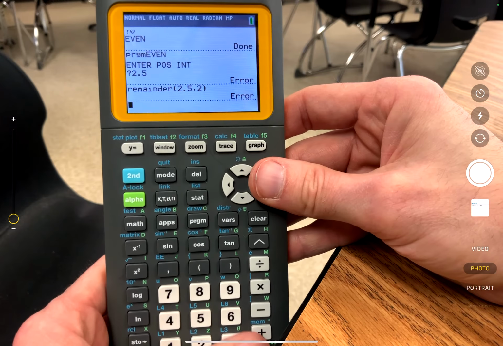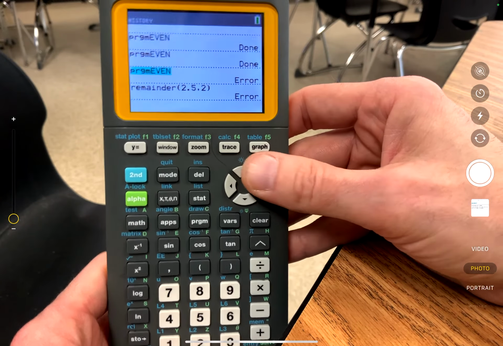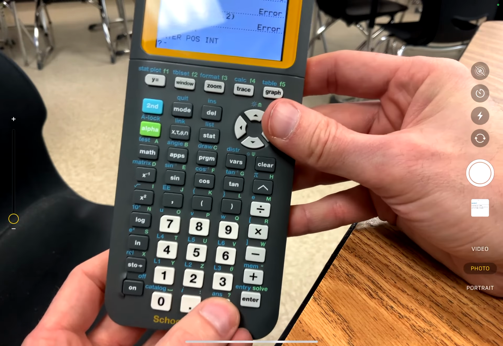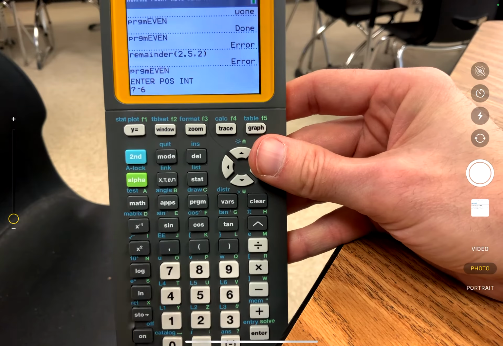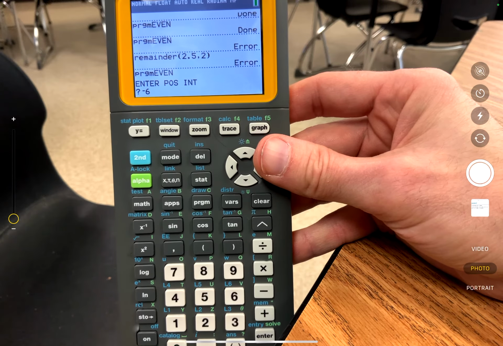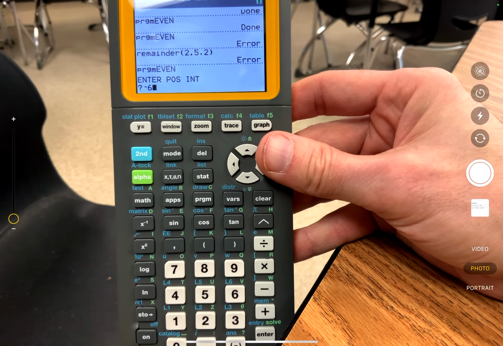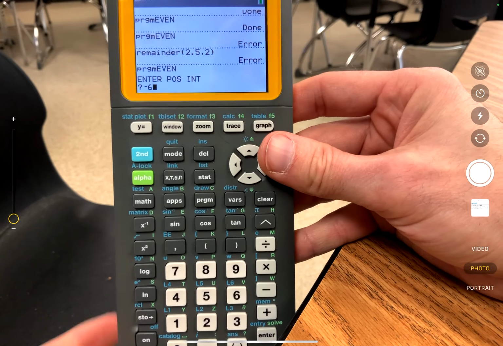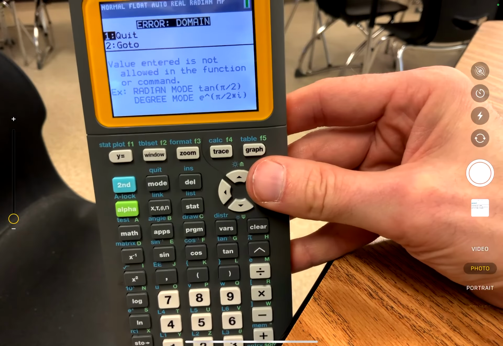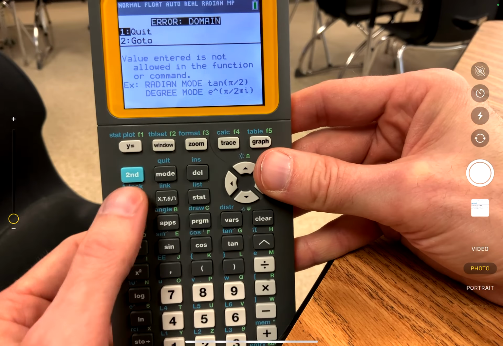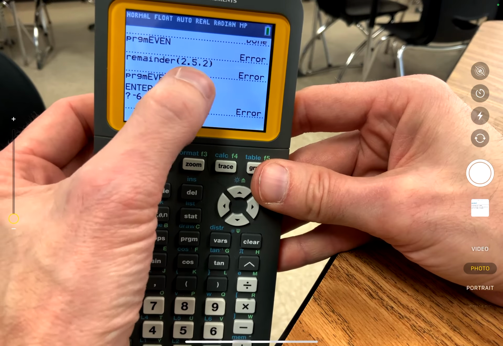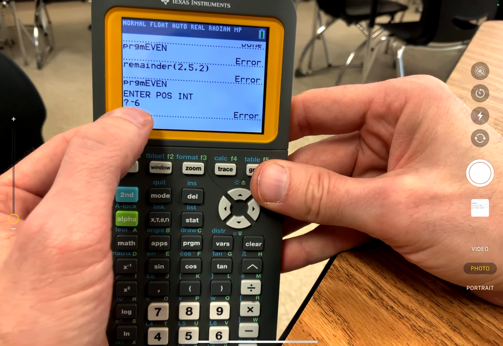So let me try this again. I'll just scroll back up here. And this time, what if I put in -6? Is -6 an even number or an odd number? Since it's a 6, it's an even number, and even numbers can be either positive or negative. That's okay. So this should say even, but it says a domain error again. And once again, the reason why is because the remainder function only wants positive integers. So that's something else that I want you to think about.